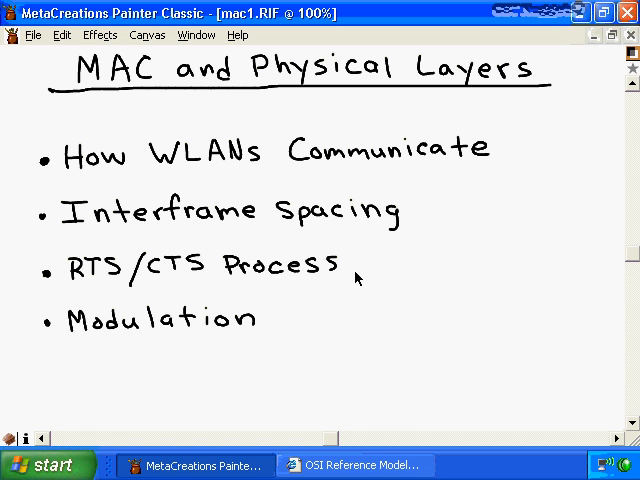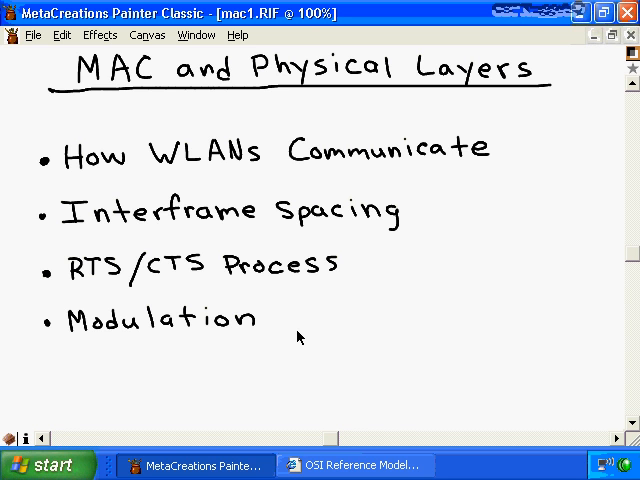Then we learned that DCF mode supports a second transmission method called request to send, clear to send, which is not enabled by default on wireless access points. And remember that the basic process of request to send, clear to send is that the wireless station will send out a broadcast, a request to send frame, trying to reserve the wireless medium, and then will wait for a response to this request by listening for a clear to send frame.